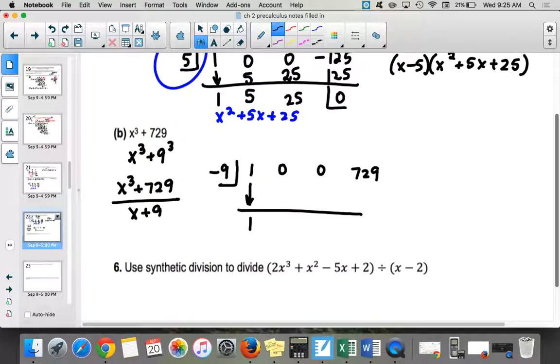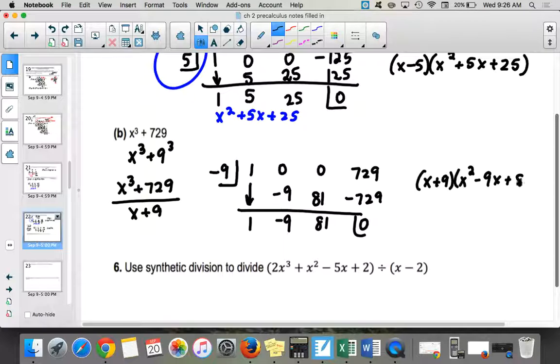We drop the 1. Negative 9 times 1 is negative 9. Add straight down, I get negative 9. Negative 9 times negative 9 is 81. Add straight down, we get 81. Gabby, you with me? Negative 9 times 81 is, what do we think it is? I hope it's negative 729. Sometimes you can be like, oh yeah, that's totally it. All right, so we get a remainder of 0. So we've now factored into x plus 9 times x squared minus 9x plus 81. And you can check, you could multiply that all out, it works. So it equals the x cubed plus 729.